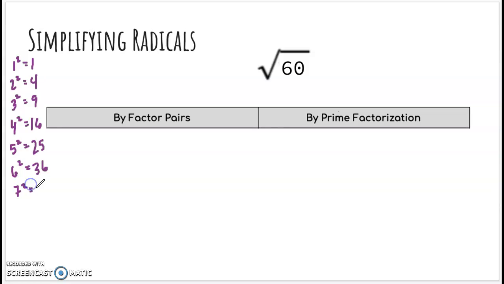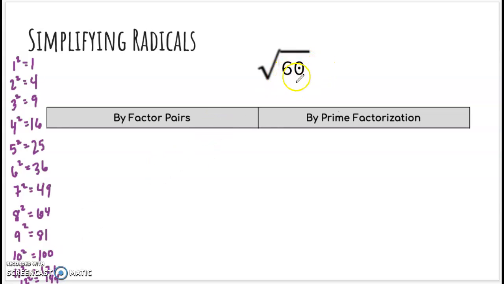7 squared, 7 times 7 is 49. 8 squared, 8 times 8 gives me 64. 9 squared, 9 times 9 is 81. 10 squared, 10 times 10 is 100. We could keep going. 11 squared, 11 times 11 is 121. And then 12 squared, which I think I'm running out of room to write, is 144.